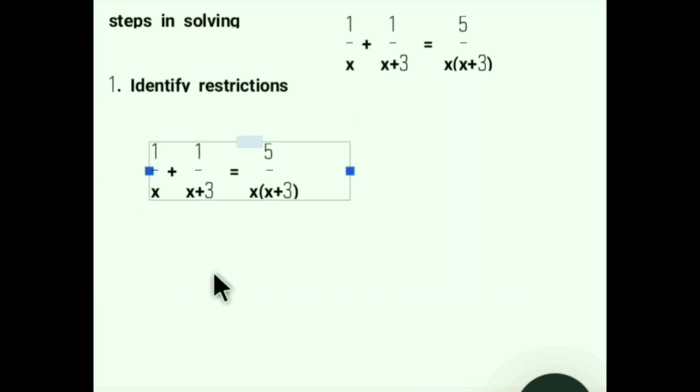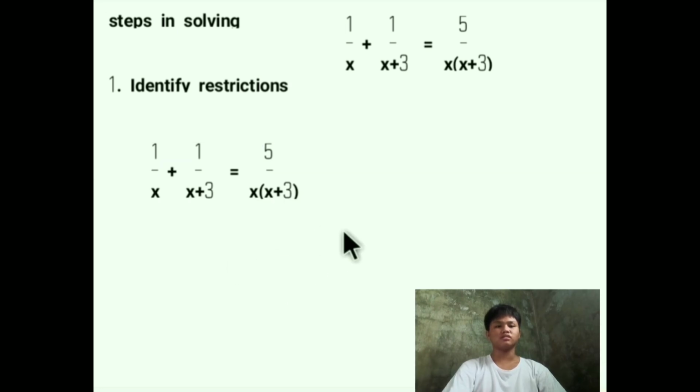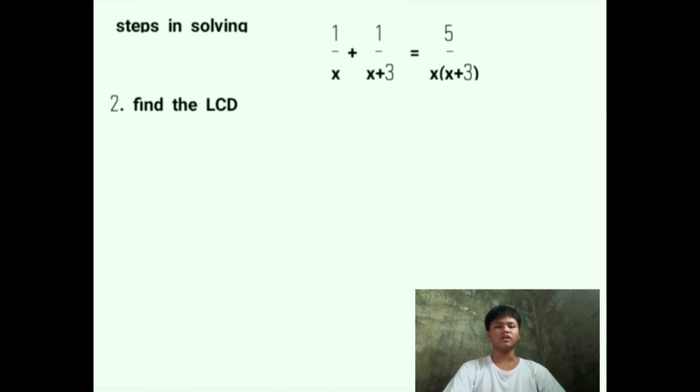The first step in solving a rational equation is to identify the restrictions. 1 over x plus 1 over x plus 3 equals 5 over x times x plus 3. Look at all denominators. If any of them equals 0, those values are not allowed. If you confirm that there's no 0, the next step is to find the LCD, or the least common denominator.